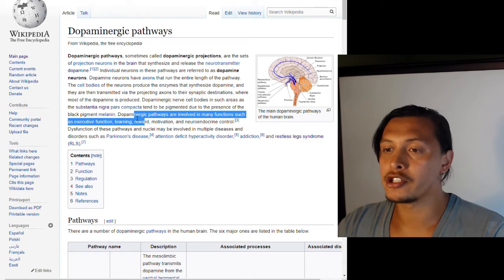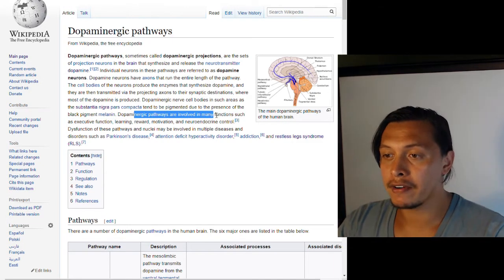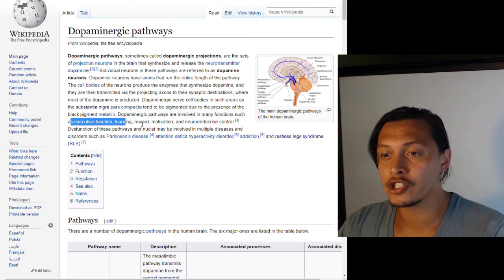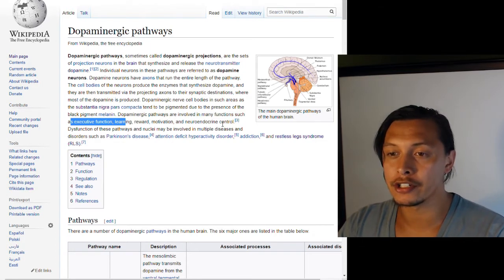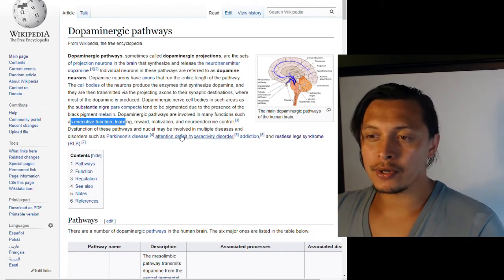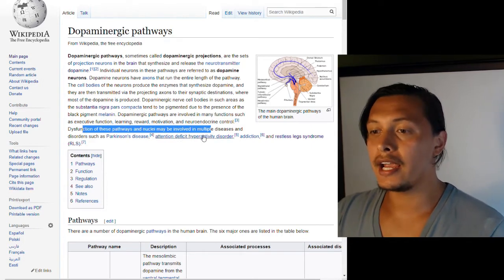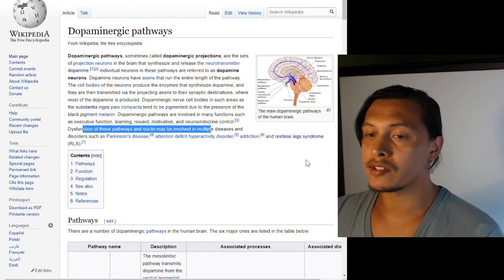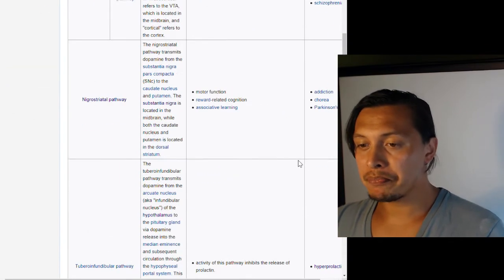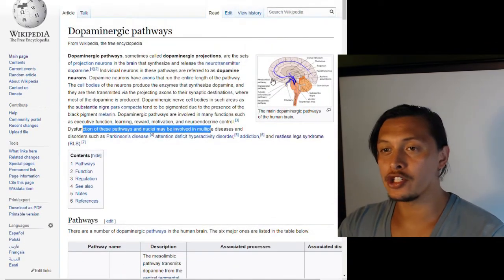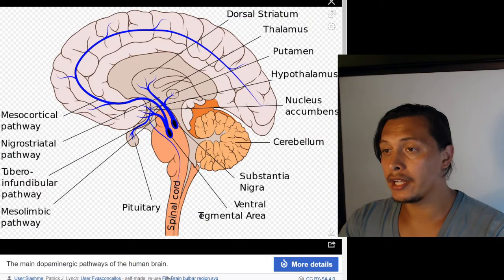So the dopaminergic pathways are involved in many functions such as executive functions, learning, reward, motivation, neuroendocrine control, and dysfunction of these pathways and nuclei may be involved in multiple diseases and disorders such as Parkinson's, ADHD, addiction, and restless leg syndrome. Okay, so just so you know, this is what the dopaminergic pathway is.